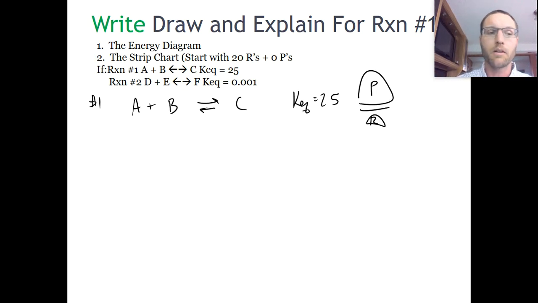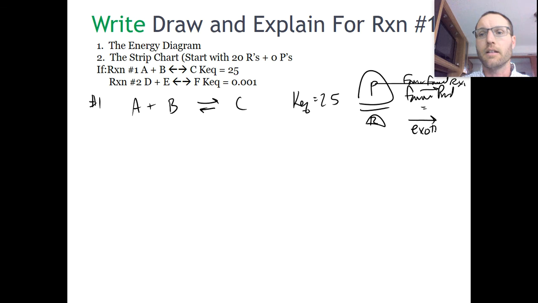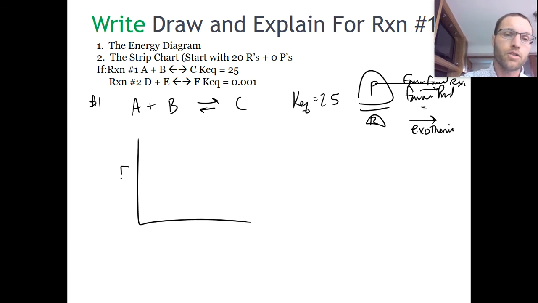So it tells me this reaction definitely favors products, which means overall it favors what we call the forward reaction, right? It likes to go forward. And if it likes to go forward, that means it's easier for it to go forward. So that means that in general, that would be an exothermic reaction. It's a downhill battle. So drawing my energy diagram for that shouldn't be too bad.